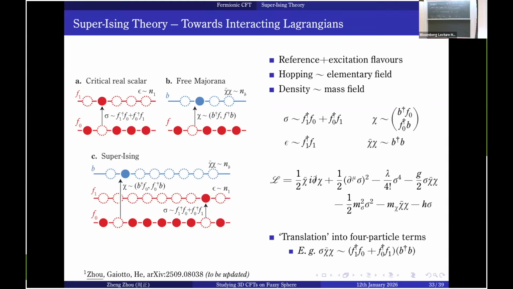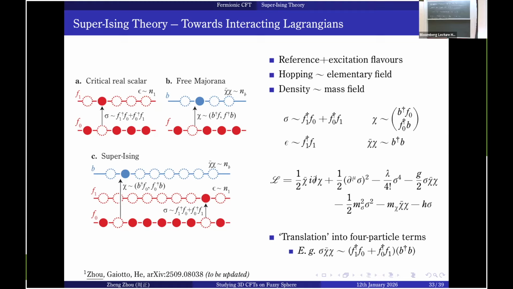They have something in common. They both involve a so-called reference flavor, the fermionic flavor in Majorana and the Z2 even flavor in Ising. And the CFT ground state has substantial overlap with this reference state fully filled. And there is another excitation flavor, the boson or the Z2 odd flavor. So the hopping between them realizes the elementary fields chi or sigma, and the density of the excitation corresponds to the mass fields chi bar chi or epsilon.